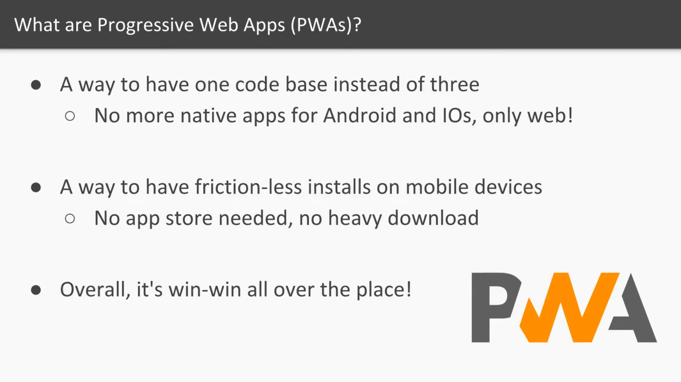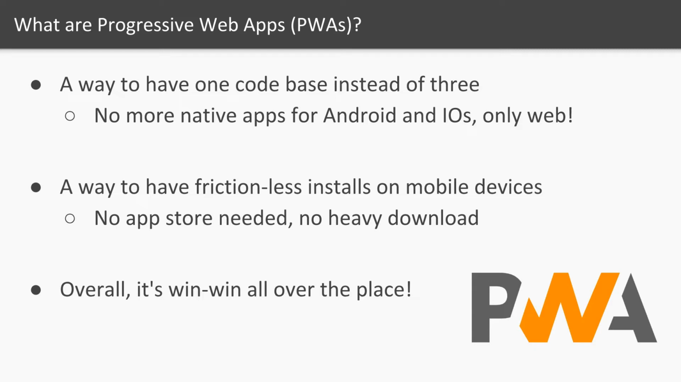So what exactly are progressive web apps? The first thing is that progressive web apps are a way to have just one code base instead of three. When you use progressive web apps, you're only building for the web platform. You're only building a web application made of HTML, JavaScript, and CSS. And this is the application that you're going to use on all of the platforms. So you don't need to build any native app for Android or iOS, for instance.